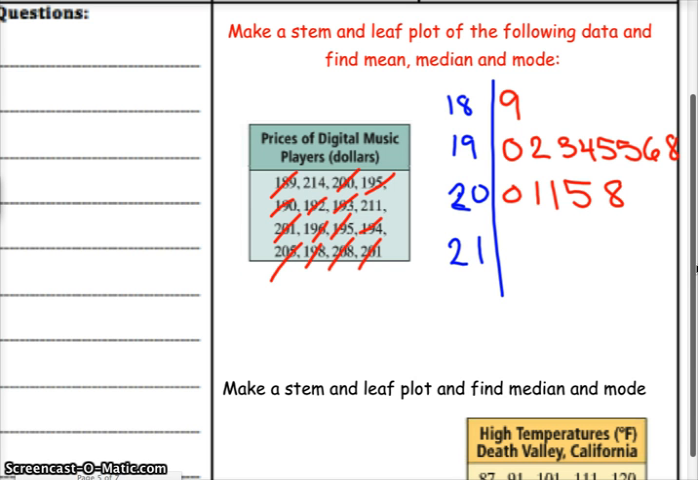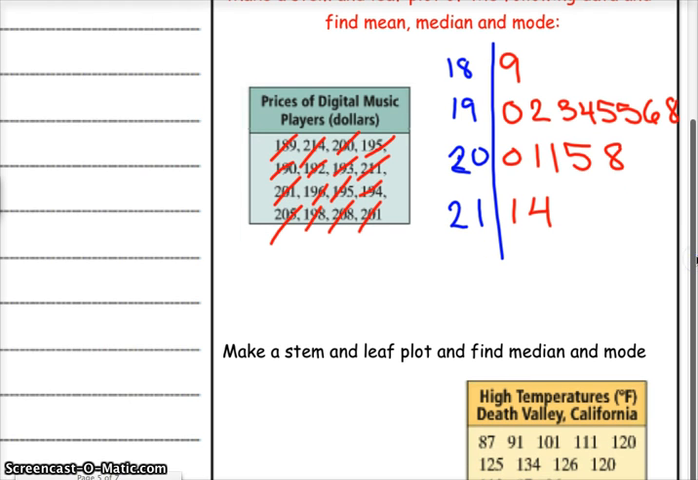210s, I have a 211 and a 214. So let me show you my strategy when I have to find mean, median, and mode. The first thing I do is get the mean old math over with first. So I add up all the digits and then divide by how many there are.